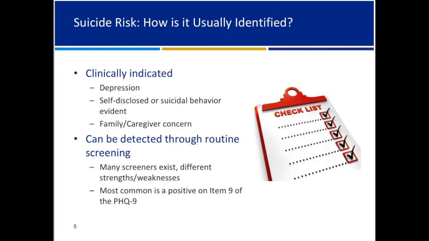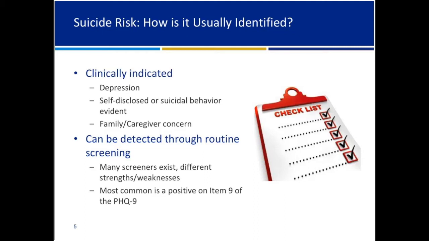So if the patient is being treated by the primary care provider for depression and self-discloses that they're suicidal or actually demonstrates some suicidal behavior, or a family member or a caregiver expresses some concern that the person might be thinking about hurting or killing themselves, this is the most common way that suicide risk is identified in primary care settings. But it can be detected through routine screening.